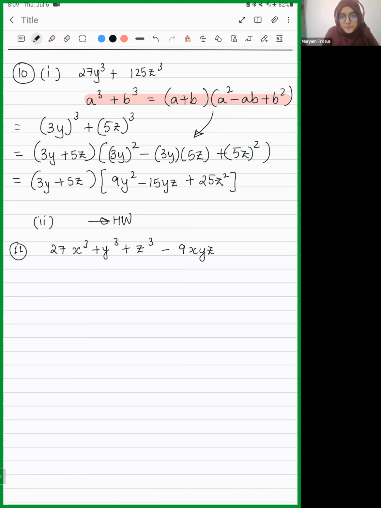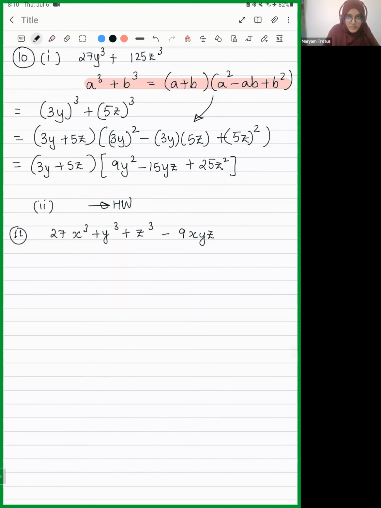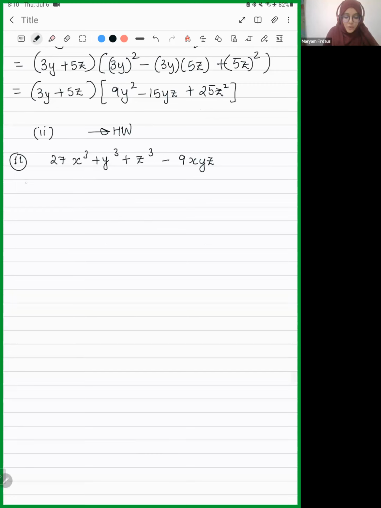Okay, let me give you a hint. Go to your identity 8, the 8th identity, which is right before exercise 2.4. Can someone read it out for me? x cube plus y cube plus z cube minus 3xyz is equal to x plus y plus z multiplied by x square plus y square plus z square minus xy minus yz minus zx. So that is what we have to use over here.